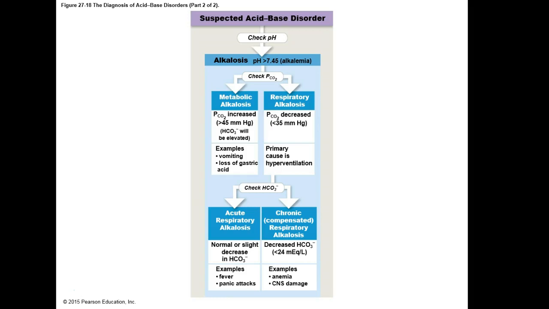Suspected alkalosis disorders. So you have metabolic alkalosis and respiratory alkalosis. Metabolic alkalosis examples are vomiting, loss of gastric acid. So if you're vomiting out the acids in the stomach, you have a change in systemic pH, because that's where a major part of the acids come from. And then respiratory alkalosis, the primary cause is hyperventilation. So with hyperventilation, you're breathing out too many hydrogen ions.